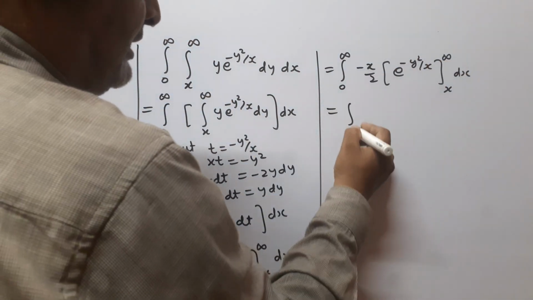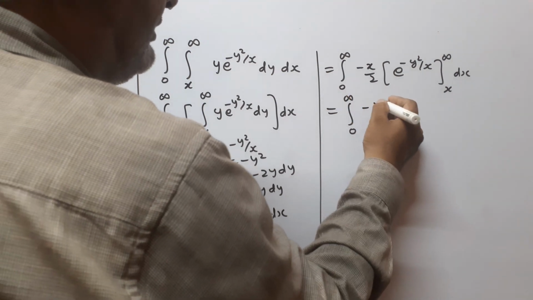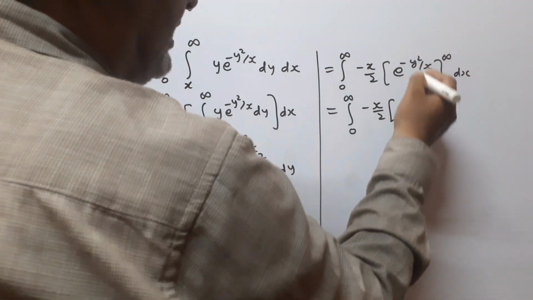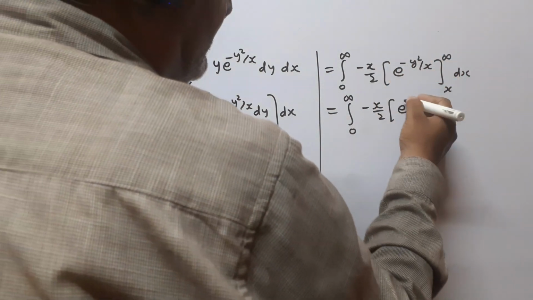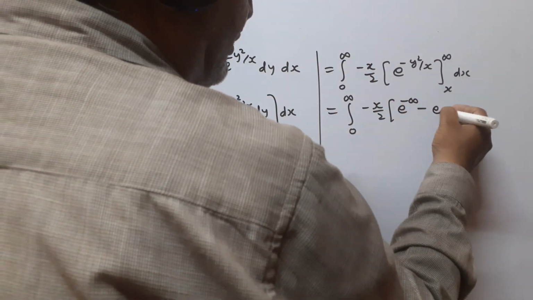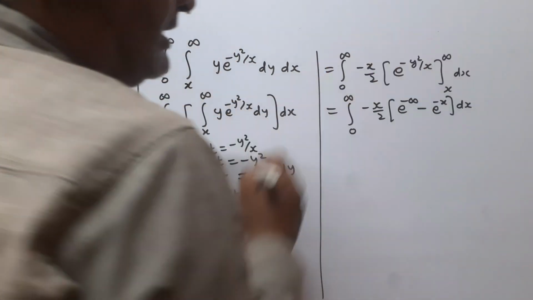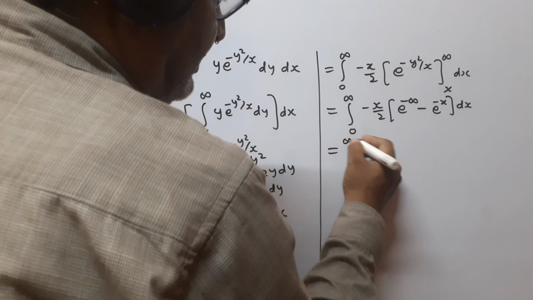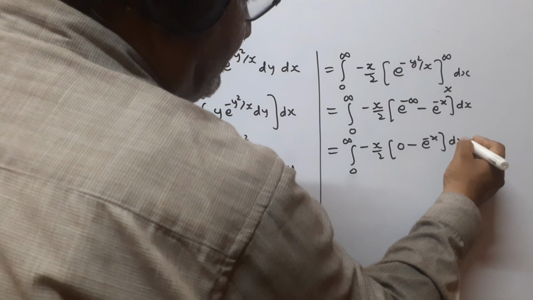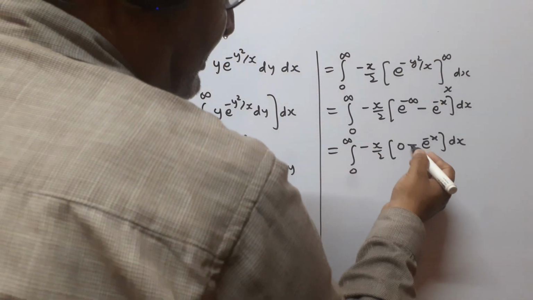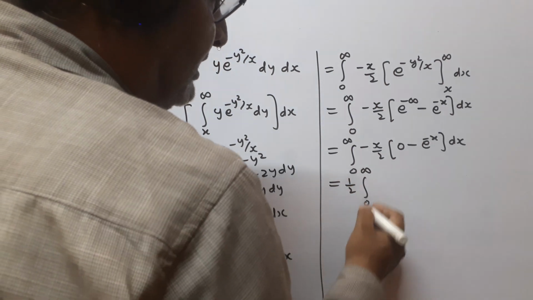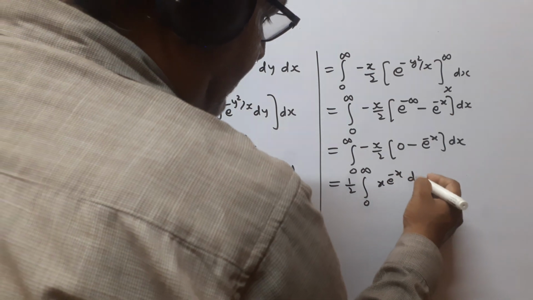Now we put upper limit in place of y, that is infinity. So infinity square is infinity divided by x, that is infinity. So this is minus infinity. And in place of y we put here x. So this is e to the power minus x. Now we can see here e to the power minus infinity is 0, and e to the power minus x dx. Now this minus multiplied by minus we get plus here, and 1 by 2 is constant, so it is outside the integral sign, x e to the power minus x.